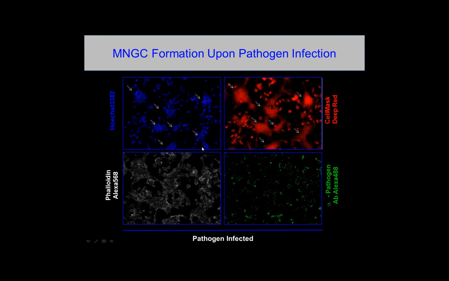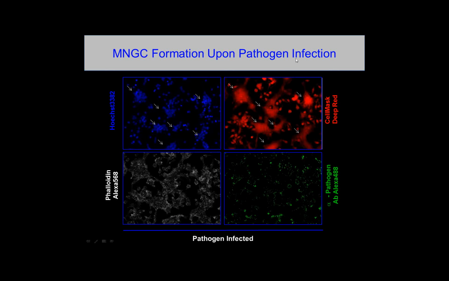The second being that these cells that have nuclei clusters are also much larger than the non-infected cells. You can also appreciate that there's a dramatic rearrangement of the actin cytoskeleton in these infected cells. And we use this property to distinguish cells that are MNGCs from non-MNGCs.